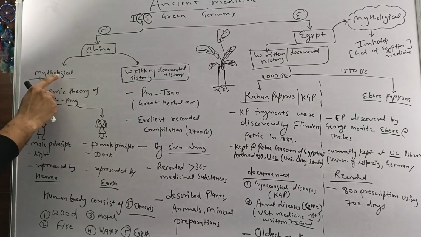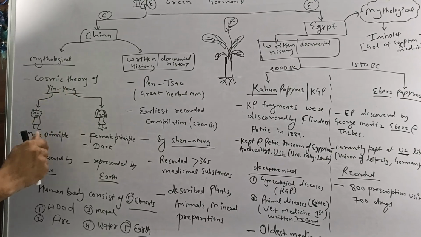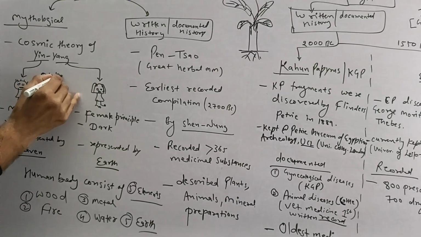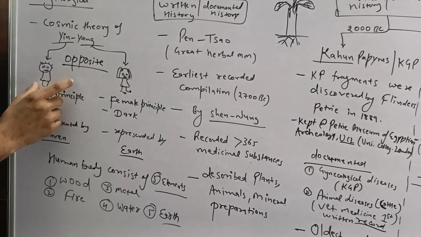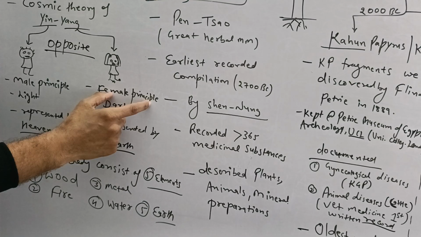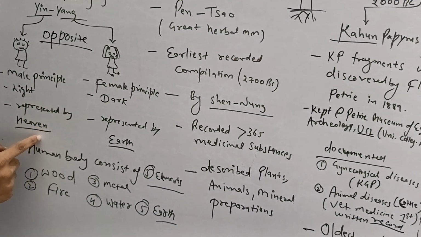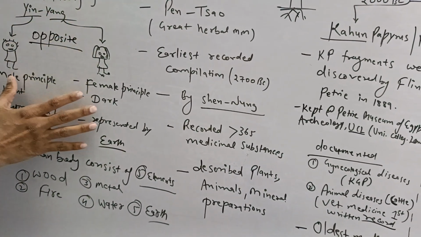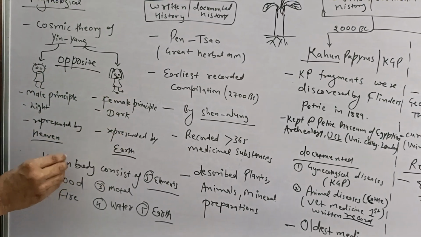Mythological history belongs to the cosmic theory of yin and yang. Yin and yang are two opposite characters or opposite forces, where yin is the male principle and yang is the female principle. It is light, it is dark, and this is represented by heaven and this is represented by the earth. So this is the cosmic theory of yin and yang, which explains the opposite principles.